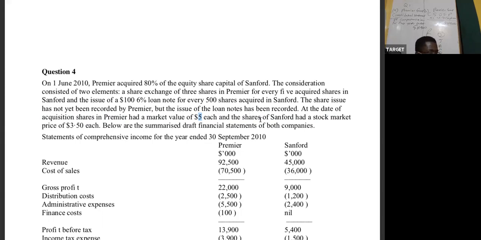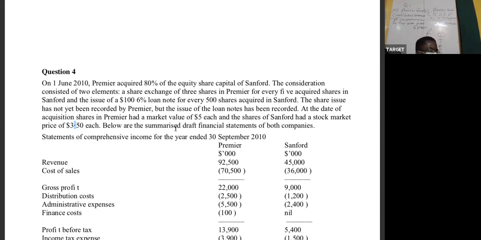And then the shares of Sanford had a stock market price of 3.5. Anytime the examiner also gives you the share price of the subsidiary, then they will not give you the NCI's total value. So you have to use the number of shares held by the NCI multiplied by the fair value of the market price per share. That will give us the NCI's value. And a good examiner will let you know in the footnote.